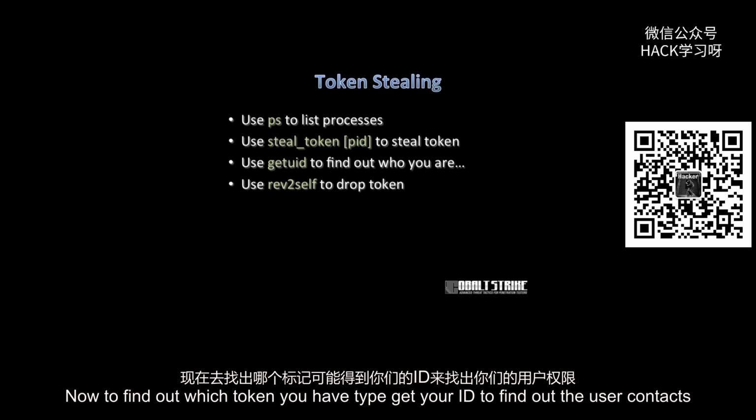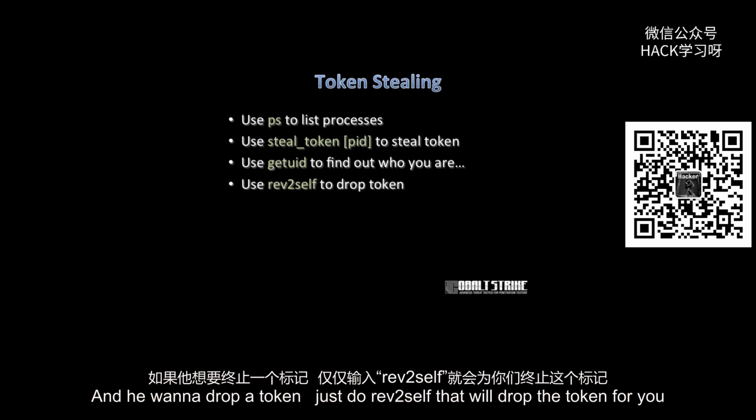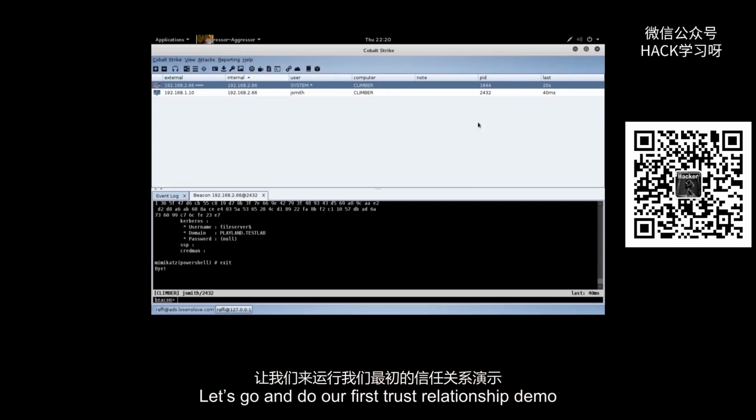Now to find out which token you have, type getuid to find out your user context. And if you want to drop a token, just do rev2self and that will drop the token for you. Let's go ahead and do our first trust relationship demo.